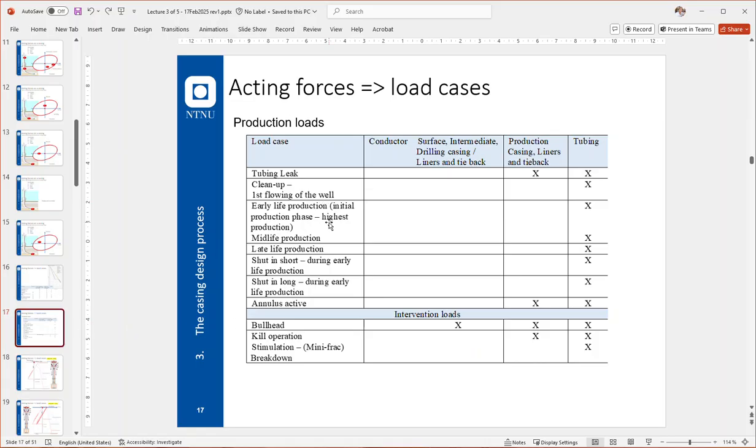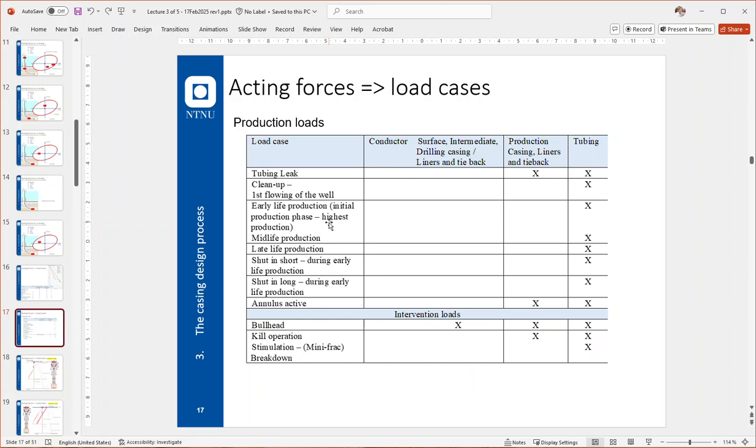Early life production, the difference between the first cleanup and the early life production would typically be the densities. And then midlife production, the difference from early life production to midlife would be the reservoir pressures. Late life production, the absolute potentially depleted part, or in some cases it could be gas breakthrough, so very low pressures combined with very low densities. All of these things need to be considered.